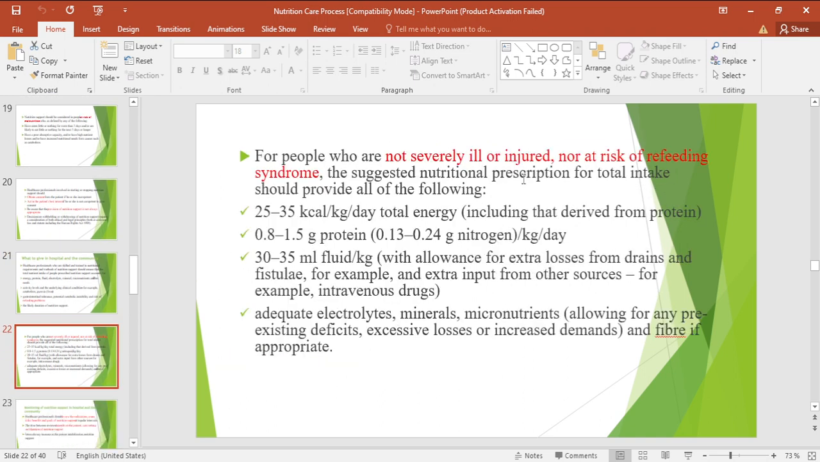For people who are not severely ill or not at risk of refeeding syndrome, there are some suggested nutrition prescriptions for the total intake. They have to provide at least 25 to 35 kilocalories per kilogram per day, 0.8 to 1.5 grams of protein per kilogram per day, 30 to 35 milliliters of water per kilogram, and then adequate electrolytes, minerals, and micronutrients.